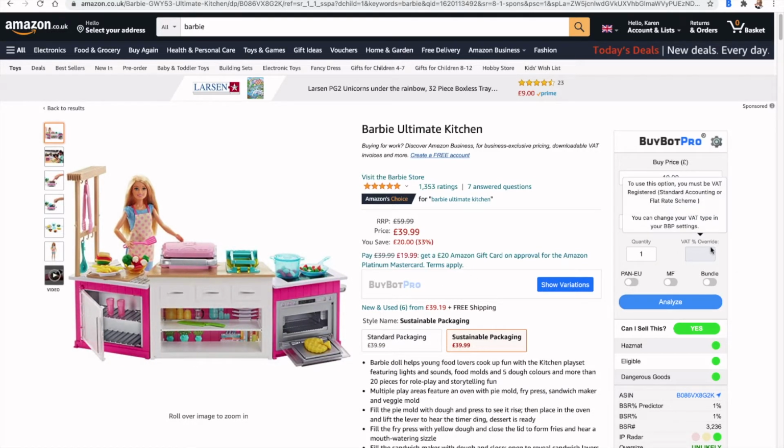So let me talk you through the key points that I would look for when I was analysing a deal. So obviously the most important thing to look for is, can you sell it? Because if you can't sell it, then there's no point in going any further, unless you can get it ungated quite easily. Then obviously you should. So the first thing to look at is, can you sell it? So the eligibility is yes, not hazmat, I'm eligible to sell it, and it's not part of anything to do with dangerous goods. Great, first tick.